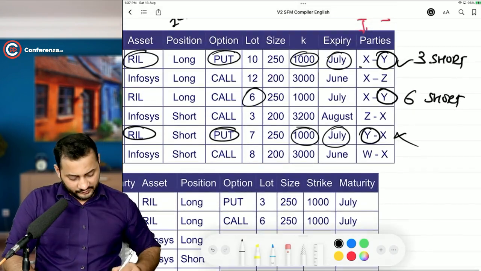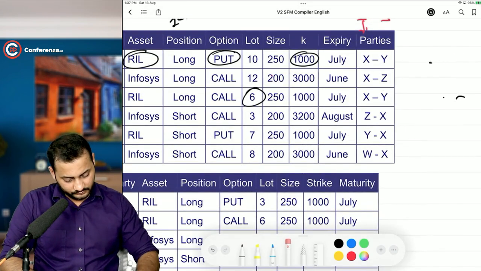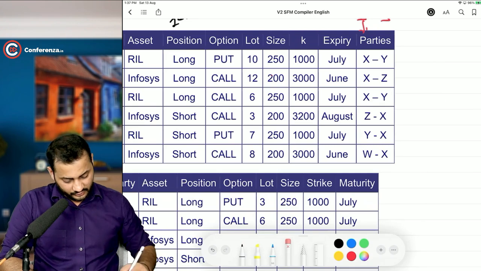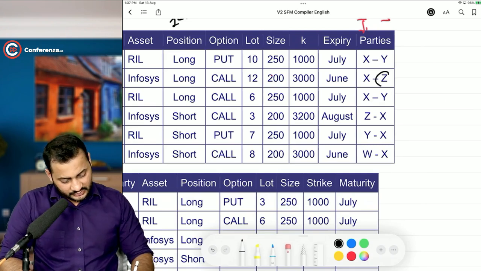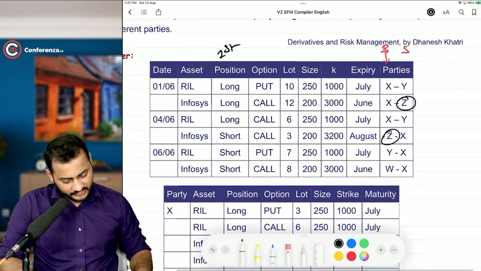Now think from the angle of Z. This is a difficult question. It's not that easy, man. Z, that's it.